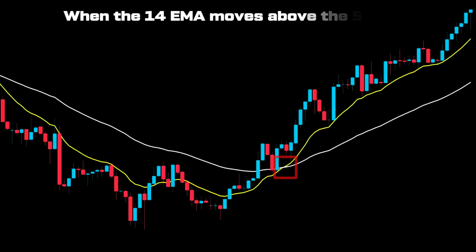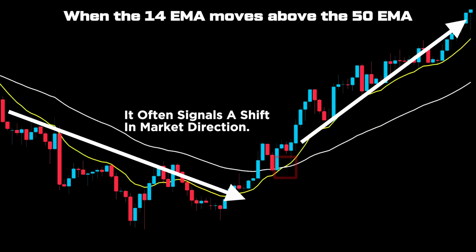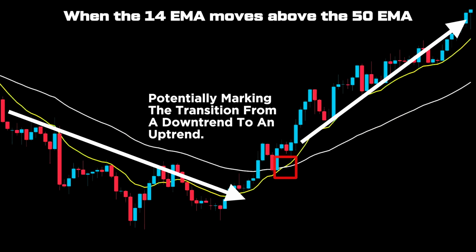When the 14 EMA moves above the 50 EMA, it often signals a shift in market direction. This crossover suggests that bearish momentum may be weakening, while bullish momentum begins to take control, potentially marking the transition from a downtrend to an uptrend.